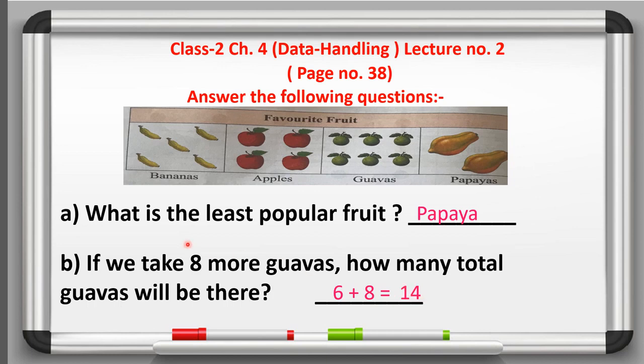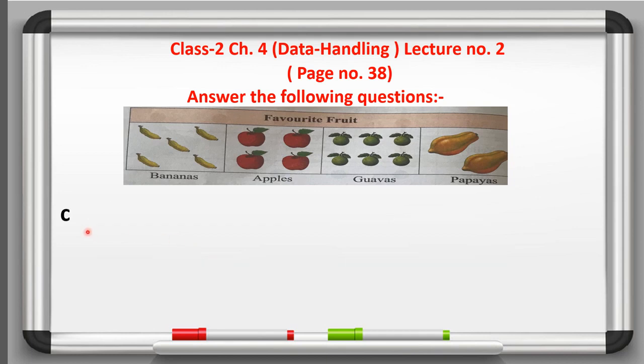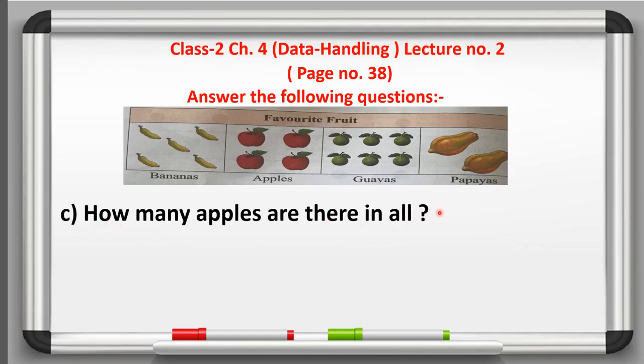Understood, beta? C part. It is given how many apples are there in all. So here we need to count the number of apples, and here how many apples are there? 4. So here we will write 4.